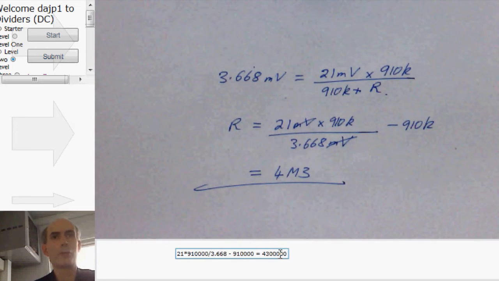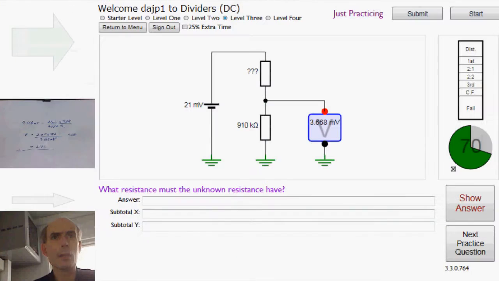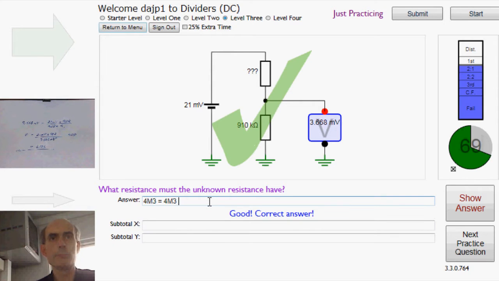You could use the calculator built into the quiz app, probably work better than this one. Let's have a go at that then. 4m3. Fine. That was fairly straightforward. Next one.